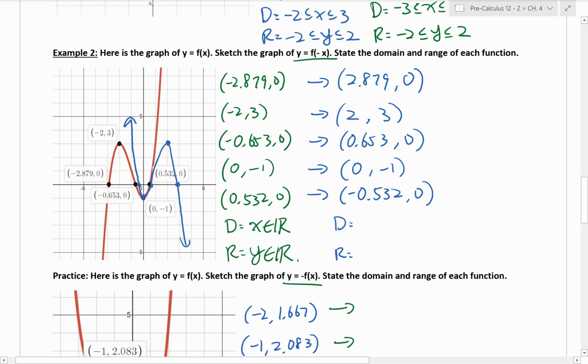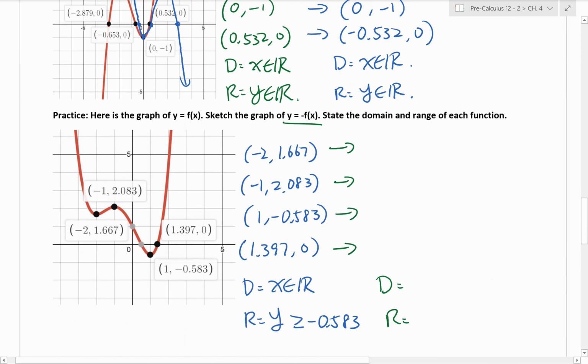Like that. Okay, now for the domain. Domain, remember, is the possible x values. You can see it does not change. It remains the same. The range this time does not change either because it's still all real numbers, because it keeps going up and keeps going down. Okay, there we go. That's example 2.